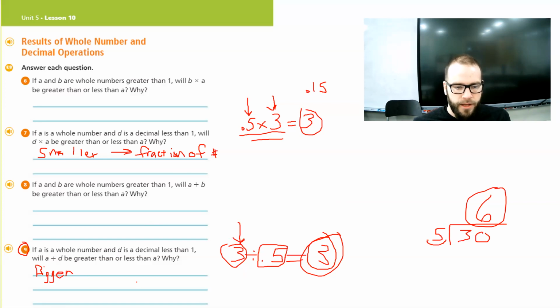Bigger. Why? And then put a smiley face, because you don't need to write all that. Bigger, smiley face. Why? Because it takes less than 1 to make a group. This is ideally what you're supposed to write here, but I can't do that with the mouse, so if I can't do it with a mouse, I'm not going to make you do it without a mouse. Bigger. Why? Because it takes less than 1 to make a group, so you're going to have more groups than you started out with.